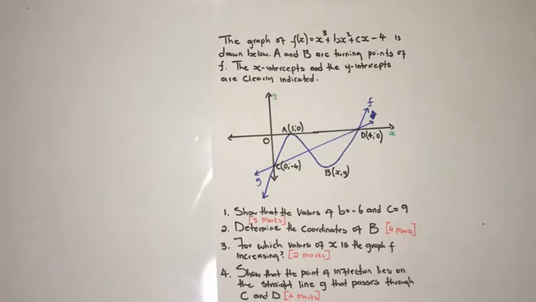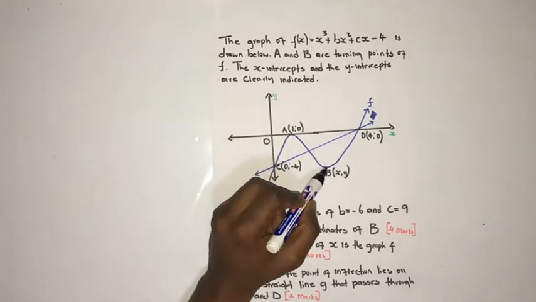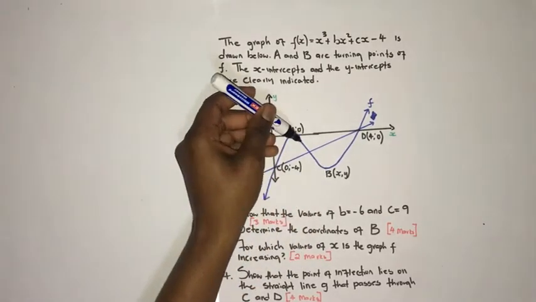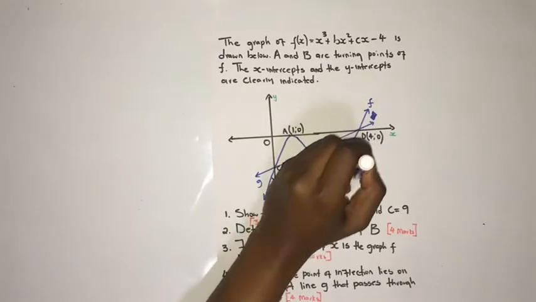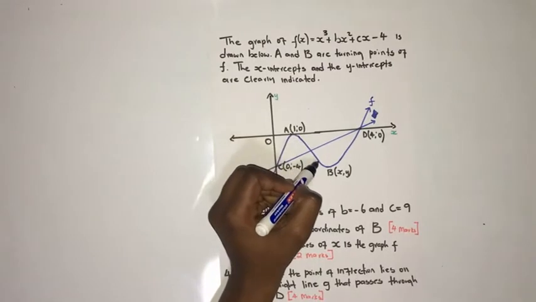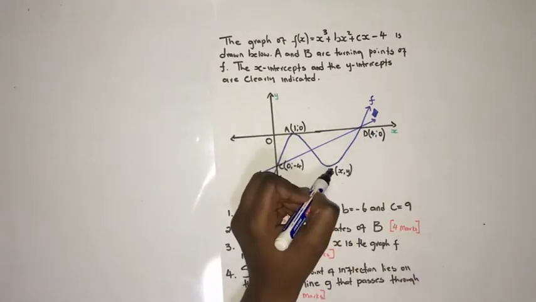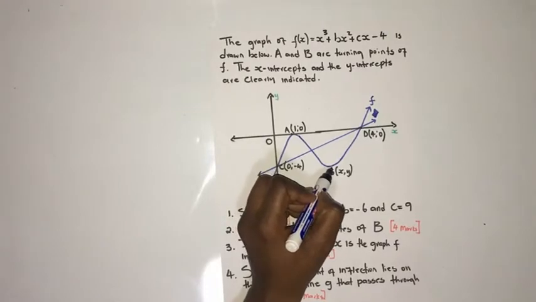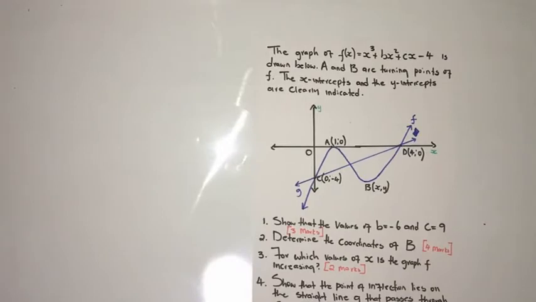So the gradient of a function at a turning point is always 0. You can see here the gradient is negative because the function is going down. Here the gradient is positive because the function is going up. So for you to move from negative to positive, you must cross 0. You cannot jump over 0. So this is what's happening here. That's where the gradient is 0. That's why we need to apply calculus so that we can find those turning points.